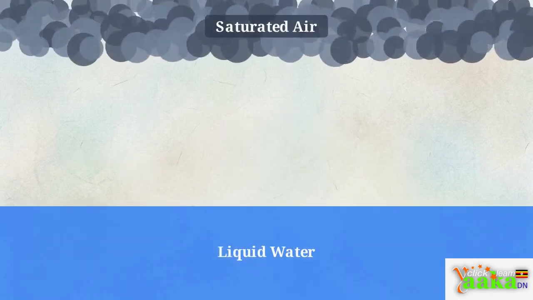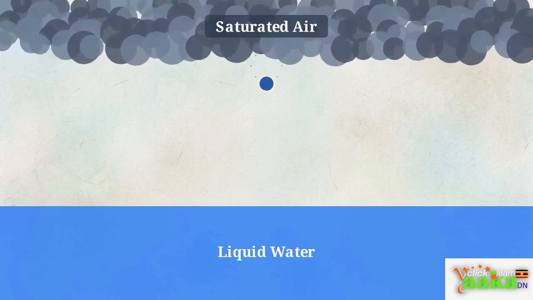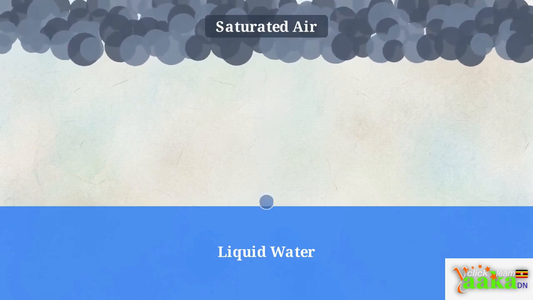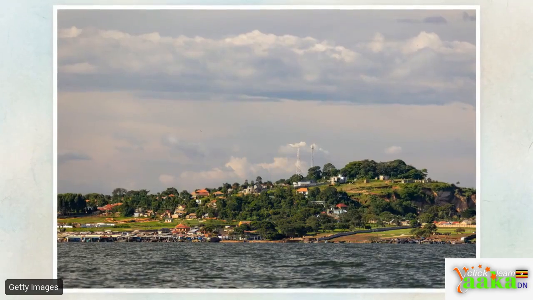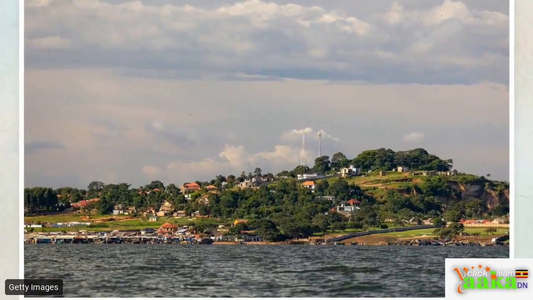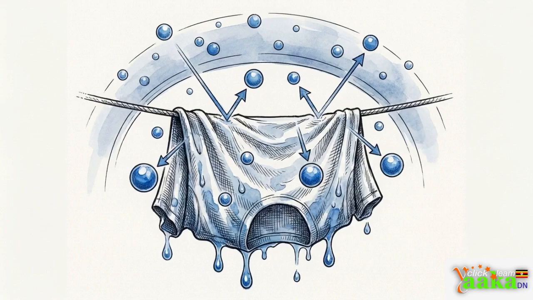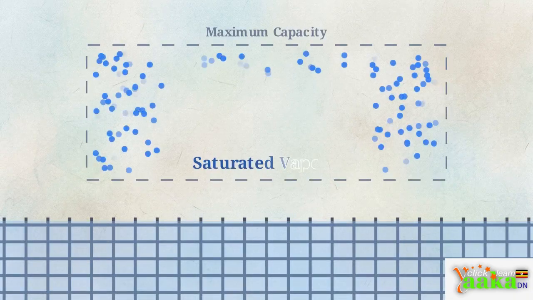Even with plenty of surface area, evaporation faces an environmental constraint, dictated by the air around it. In physics, we track this using saturated and unsaturated vapors, what we typically call humidity. Look at the shoreline of Lake Victoria on a cloudy, rainy day. If you hang wet clothes outside in Kampala under these conditions, they will take hours or even days to dry. The air near the lake is already holding its maximum possible capacity of water vapor, making it a saturated vapor.